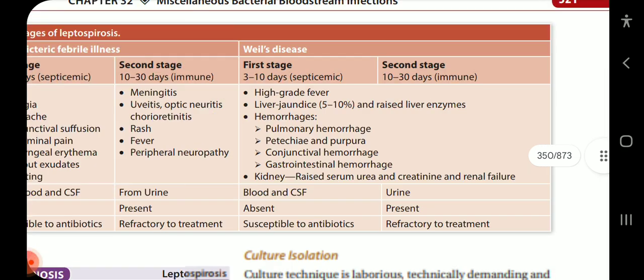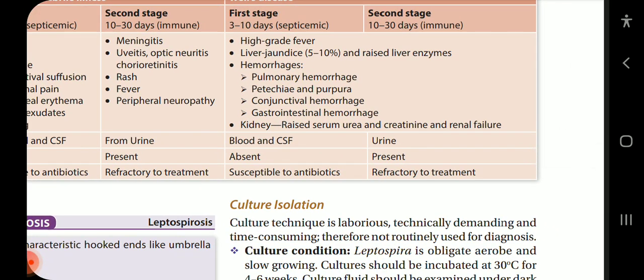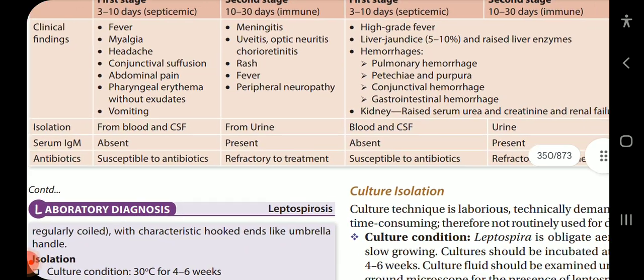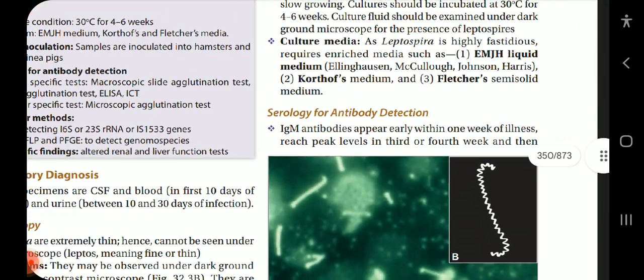Weil's disease: first stage 3 to 10 days septicemic, and second stage 10 to 30 days immune. High grade fever, jaundice in 5 to 10% and raised liver enzymes, hemorrhages, pulmonary hemorrhage, fatigue and purpura, conjunctival hemorrhage, gastrointestinal hemorrhage, kidney involvement with raised serum urea and creatinine, and renal failure. Isolation from blood, CSF and urine. In the first stage, serum IgM is absent, while in the second it is present. The first stage is susceptible to antibiotics, while the second stage is refractory to treatment.